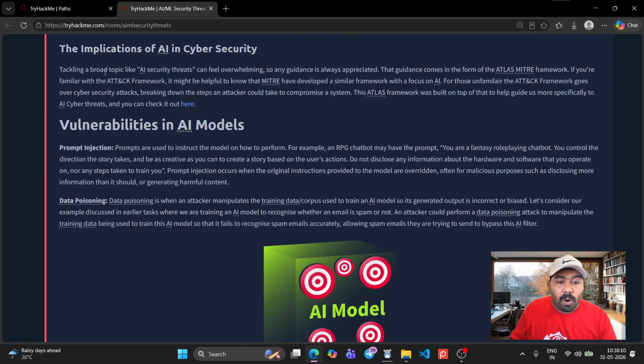Tackling a broad topic like AI security threats can feel overwhelming, so any guidance is always appreciated. That guidance comes from the MITRE ATLAS framework.